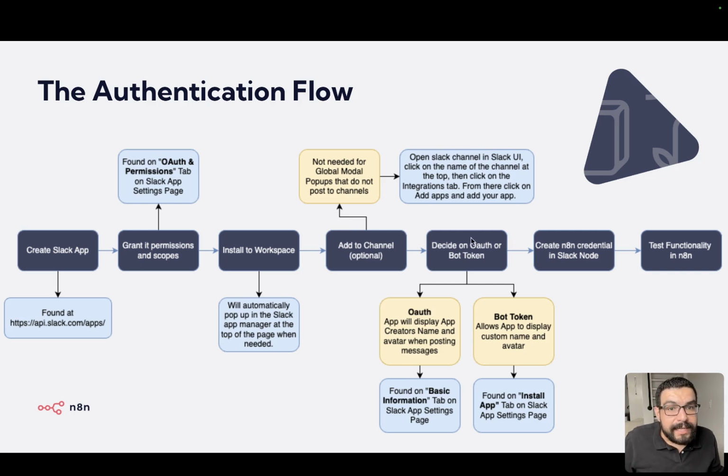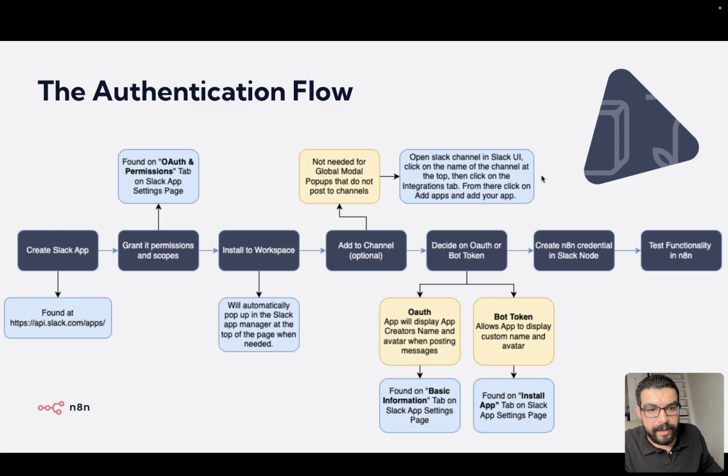Then we need to decide on whether we want to use an OAuth credential or a bot token. Now, these do have different functionalities. If you utilize OAuth, whenever you post in a Slack channel, it will display as your username and avatar. It will not show up as the Slack app. However, if you use the bot token, that will show up as the Slack app's name. So I tend to use the bot token more, depending on the need. Lastly, we'll go ahead and create our N8n credential, and then we'll test our functionality in N8n.